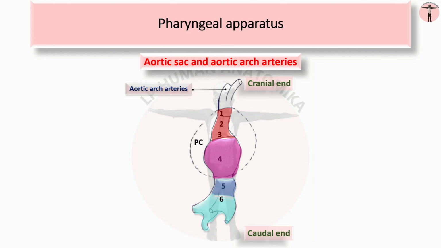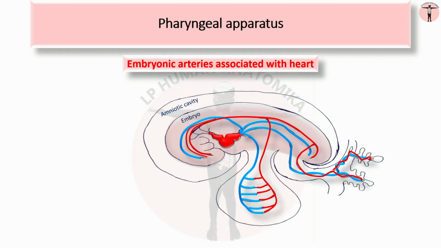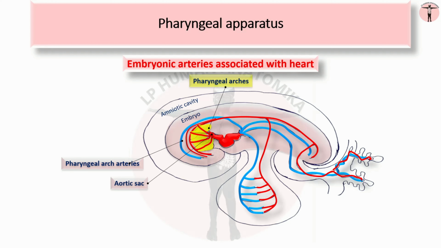The aortic arch arteries arise from the aortic sac, the most distal part, and is cranial to the truncus arteriosus. The pharyngeal or the aortic arch arteries pass through the mesenchyme of the pharyngeal arches from the aortic sac and terminate in the right and left dorsal aortae. In the region of the pharyngeal arches, the dorsal aortae remain as unpaired structures, but beyond the pharyngeal arches, the two dorsal aortae fuse to form a single dorsal aorta.